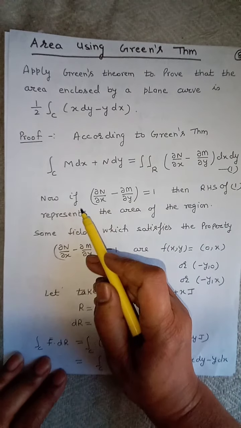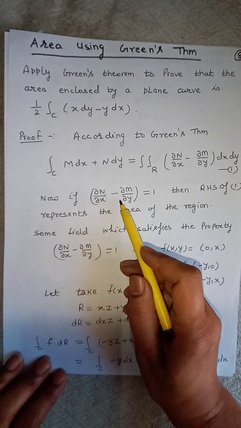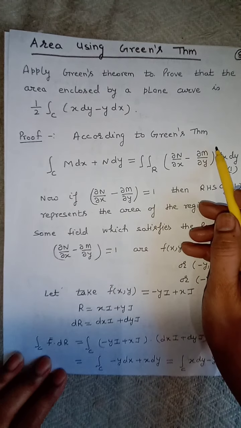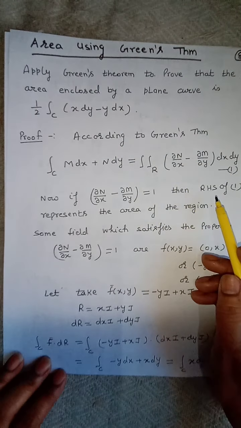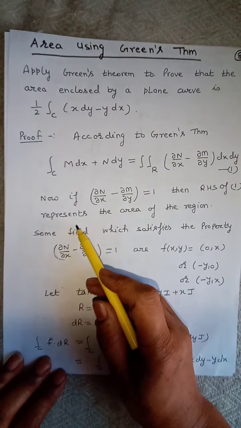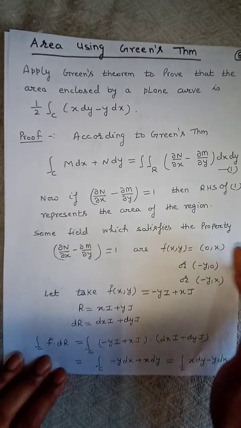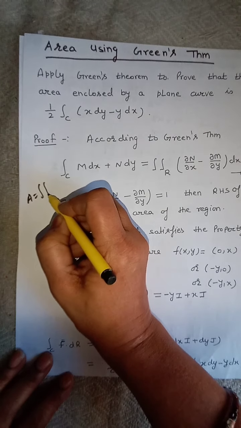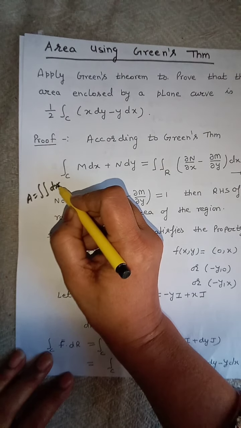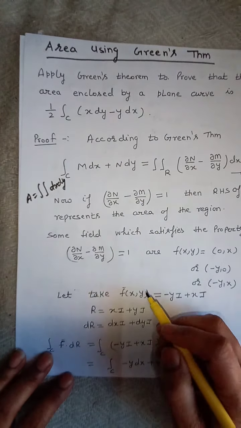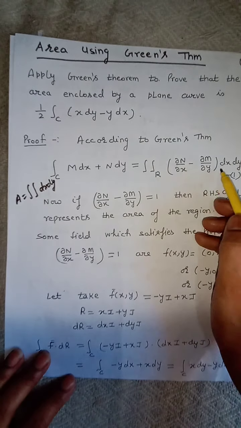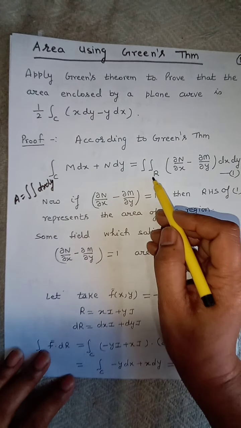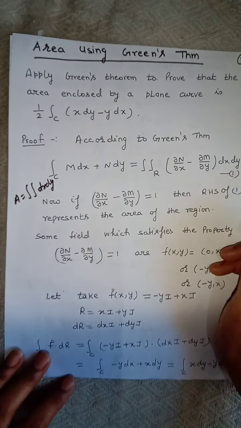Now look, if ∂N/∂x − ∂M/∂y is equal to 1, meaning if this factor becomes 1, then the RHS of equation 1 represents the area of the region. We know that area is given by the double integral of dx dy. So if ∂N/∂x − ∂M/∂y becomes 1, the RHS will give us the area.